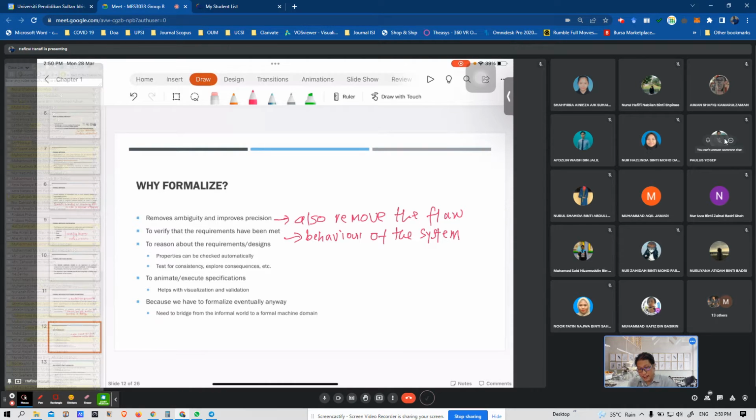And then for those two discussions we have discussed, firstly to remove and then to verify. The reason about the requirement and the design is basically that the property can be checked automatically, because we have the model, we have use cases and everything, and then test for consistency, explore consequences. This is the reason about the requirement and design.